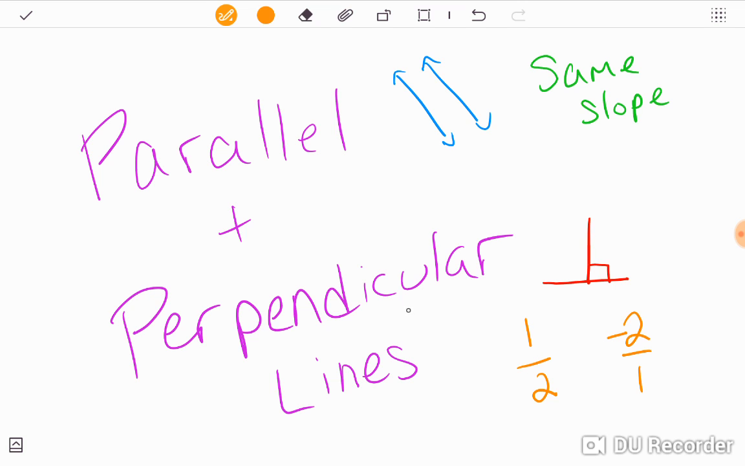Everything flips with perpendicular. Then with the slope of parallel lines, it's exactly the same. The sign is the same, the fraction is the same, everything is the same. Okay? One of the little ways that I try to help my students remember this is that in the word parallel, there are two parallel lines right there, right? So if you look here, there are two parallel lines. And that's kind of how you can remember which one is which if you get confused about the terminology.